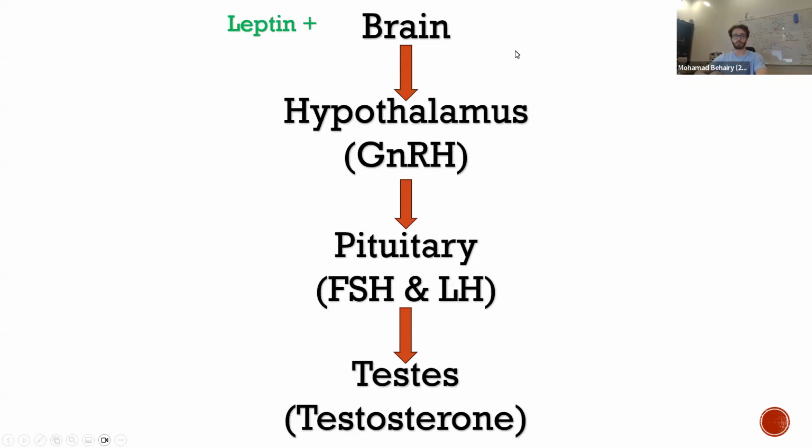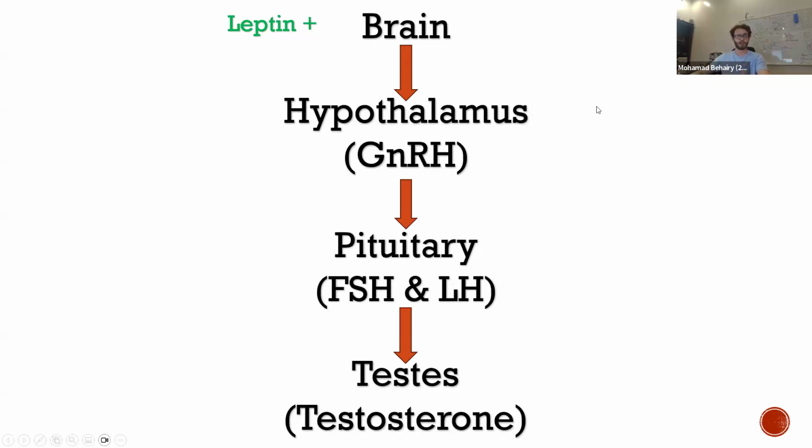First of all, we have leptin. And you guys took leptin in GIT. It is a hormone that is secreted when a person is full. They're full of leptin. Well, this leptin will cause the brain to start this cascade of GnRH, FSH, and LH, which will eventually lead to an increase in testosterone. And I want you to remember leptin in specific because it will be important in a bit.